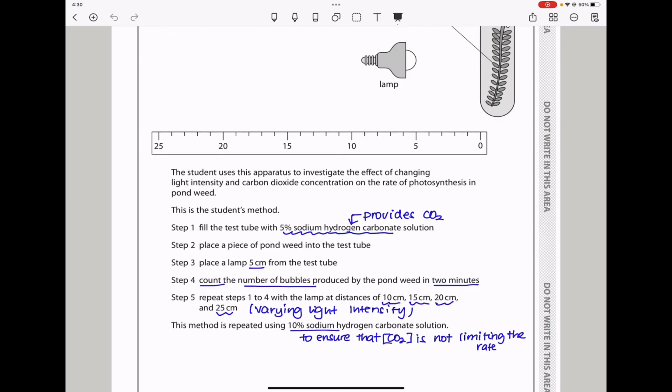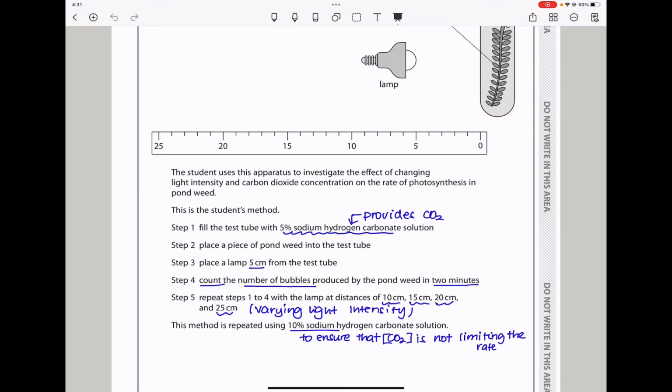So they say, the student uses this apparatus to investigate the effect of changing light intensity and carbon dioxide concentration on the rate of photosynthesis in pondweed. This is the student's method. In step 1, fill the test tube with 5% sodium hydrogen carbonate solution. And then in step 2, place a piece of pondweed into the test tube. In step 3, place a lamp 5 centimeters from the test tube. And then in step 4, count the number of bubbles produced by the pondweed in 2 minutes.